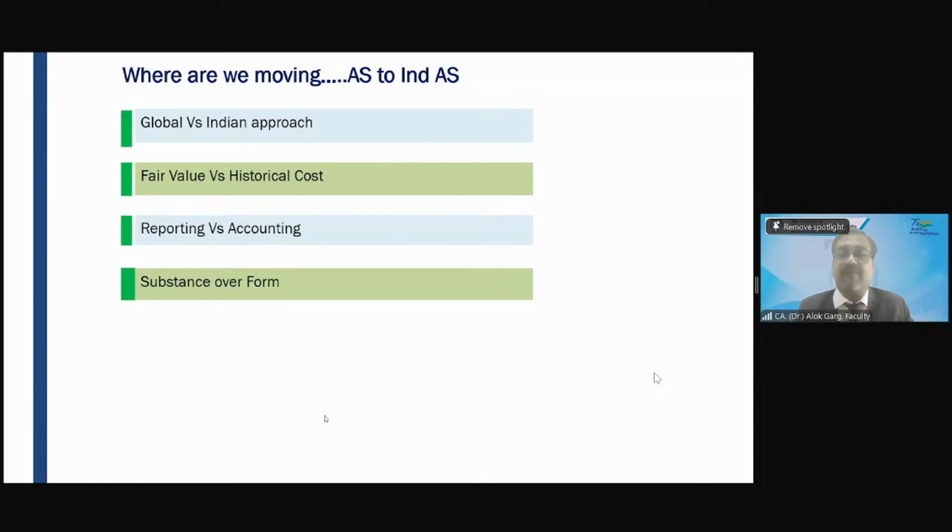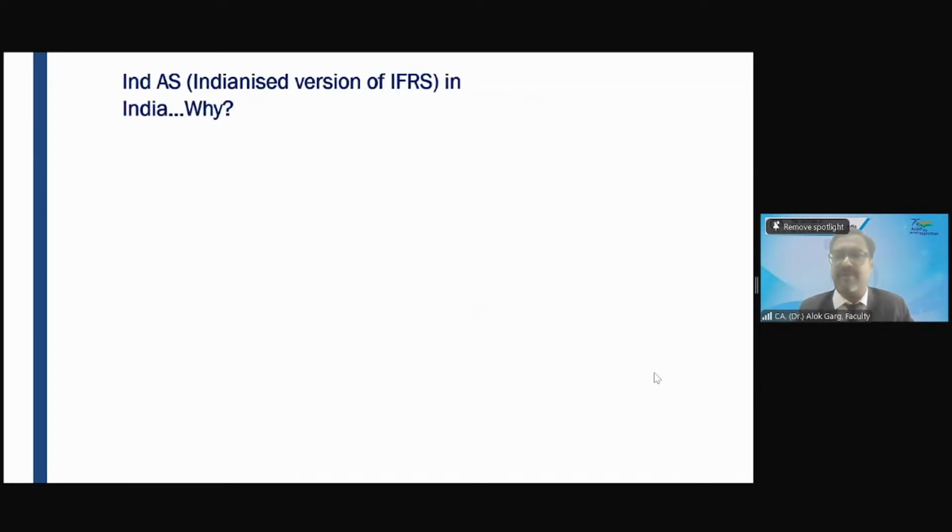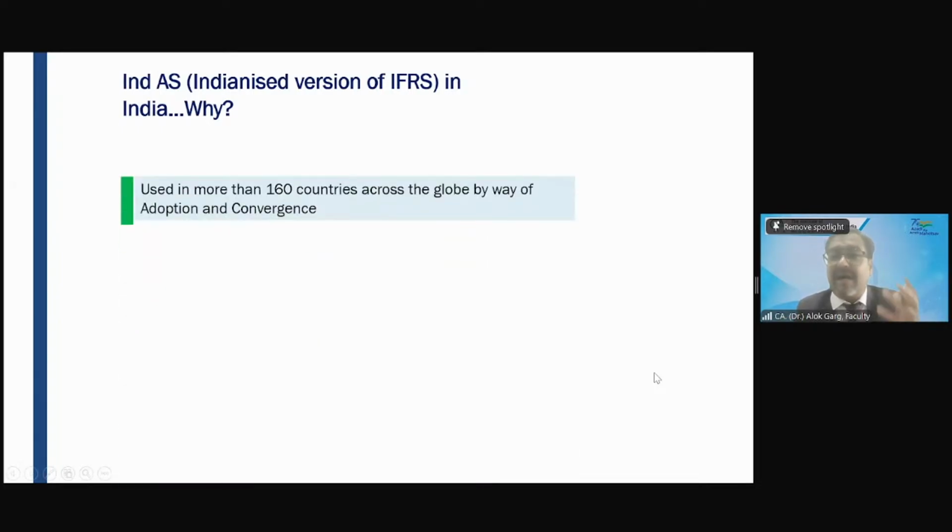Okay. Substance over form. Then principle based versus rule based. These IFRS and Ind AS standards are principle based standards, not rule based standards. These are highly judgmental. This is an informative slide so that your mind starts thinking in this direction. Ind AS are the Indianized, converged version of IFRS applicable to India. Why? Because IFRS is used in more than 160 countries across the globe by way of adoption and convergence. Will you remember my example of Dubai, Singapore, Malaysia and Bhutan? Will you remember always?